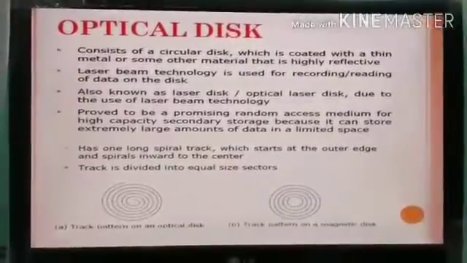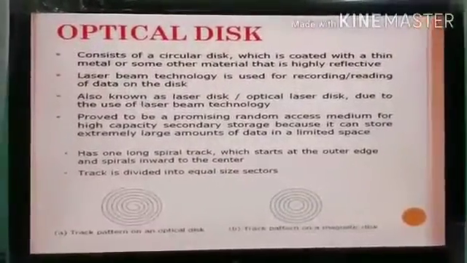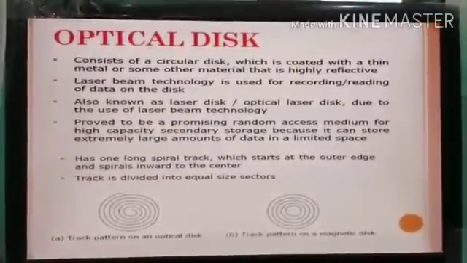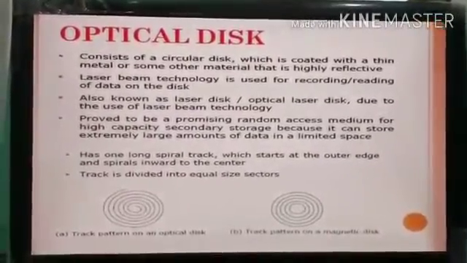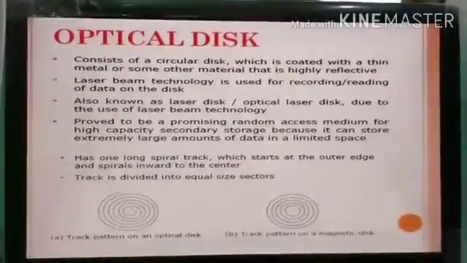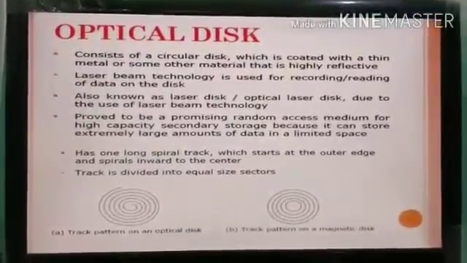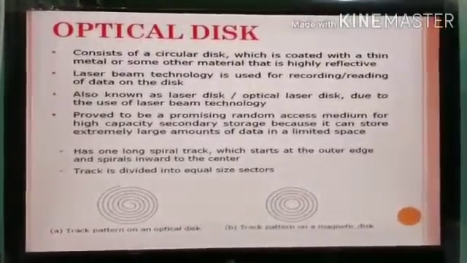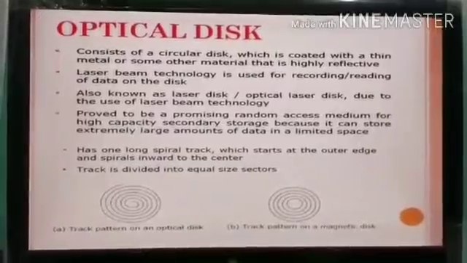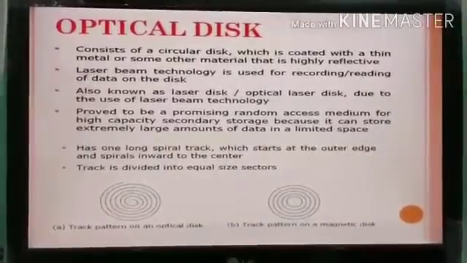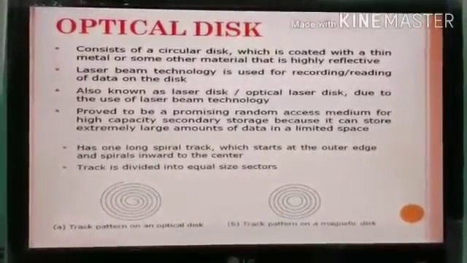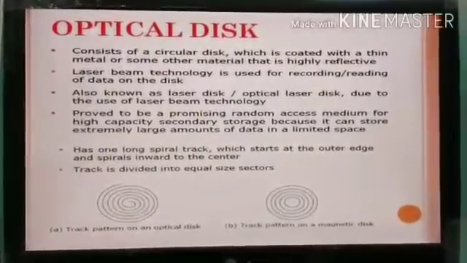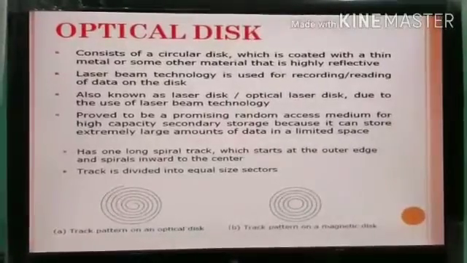The next category of secondary storage is the optical disk. Earlier we were using magnetic tapes, floppy disks and hard disks. Hard disk is very common and is used today also, but the different category for secondary storage is the optical disk. It consists of a circular disk which is coated with a thin metal or some other material that is highly reflective. Laser beam technology is used for recording and reading of data on the disk.